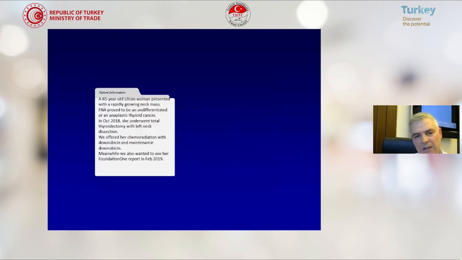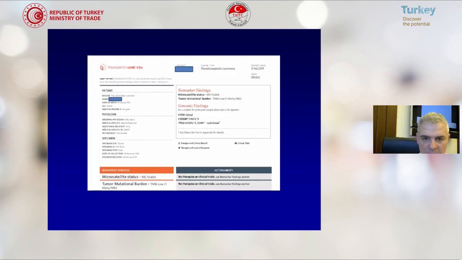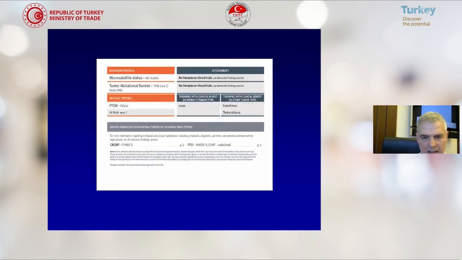This is another woman, a 65-year-old Libyan woman. Also, in this patient, we had P10 abnormality. Yes, we can see the report. P10 abnormality, tumor mutation low, microsatellite instability stable. And the patient can be treated with everolimus and temsirolimus with P10 mutation.